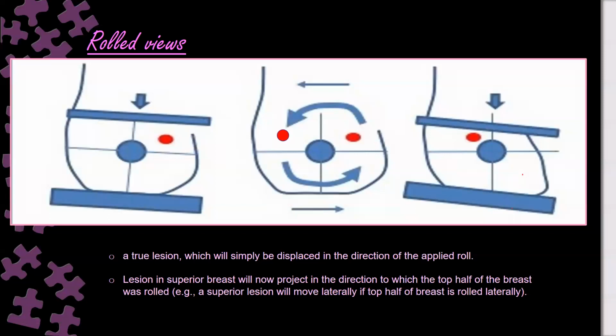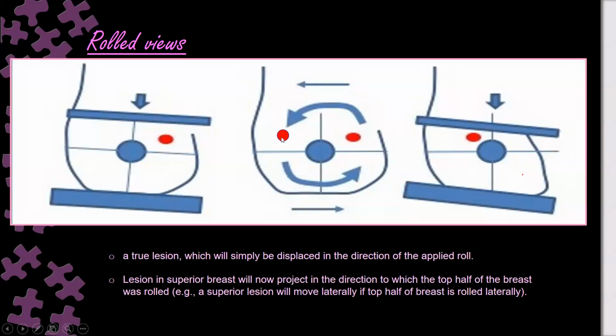Okay? And then the mass or this opacity moves with the movement of the superior breast. That means it is real. It persists, having the same shape. It is seen on the lateral. It moves with the superior breast. That means I'm dealing with a superior located lesion.